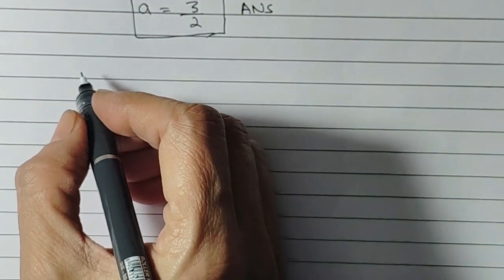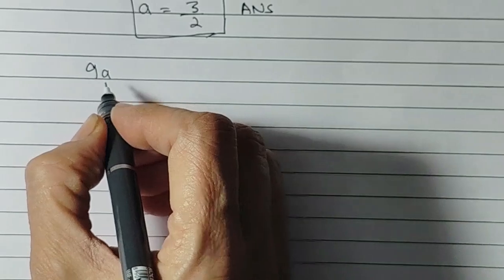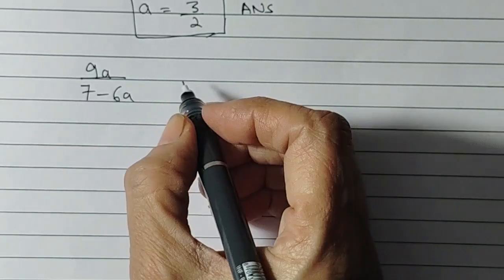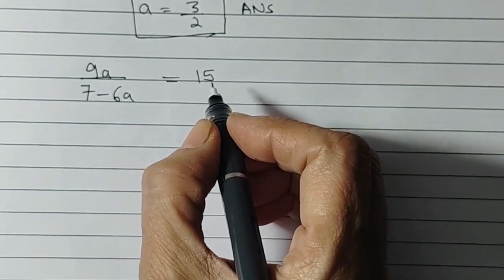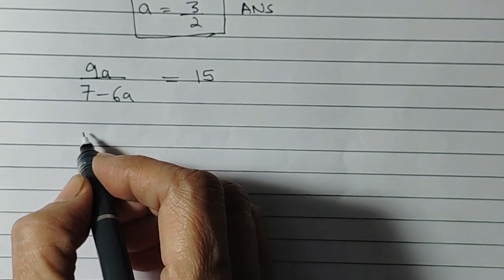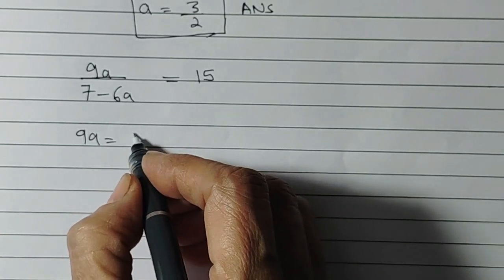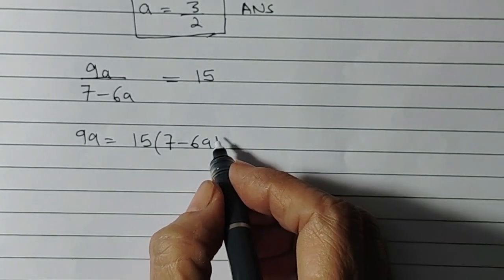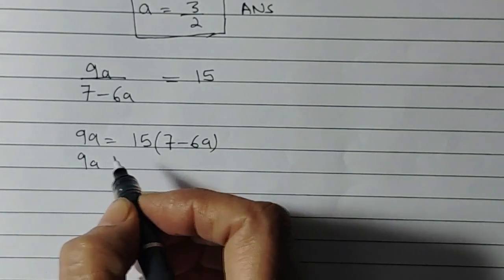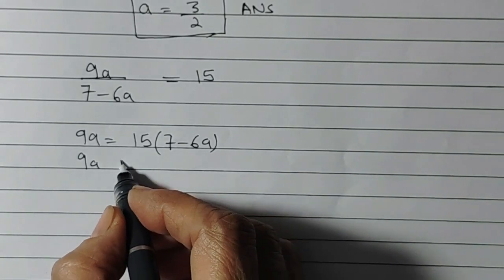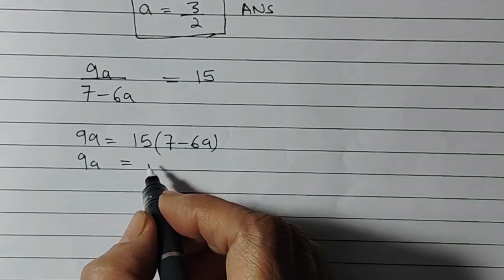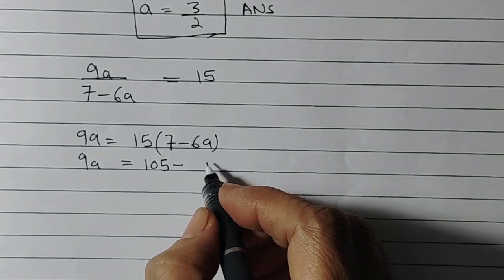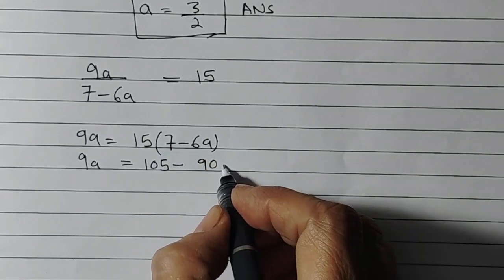So there is another problem. It is 9A over (7 minus 6A) equal to 15. So it becomes 9A equal to 15 into (7 minus 6A). It is 9A equal to 105, 15 into 7 is 105, minus 90A, 15 into 6 is 90A.